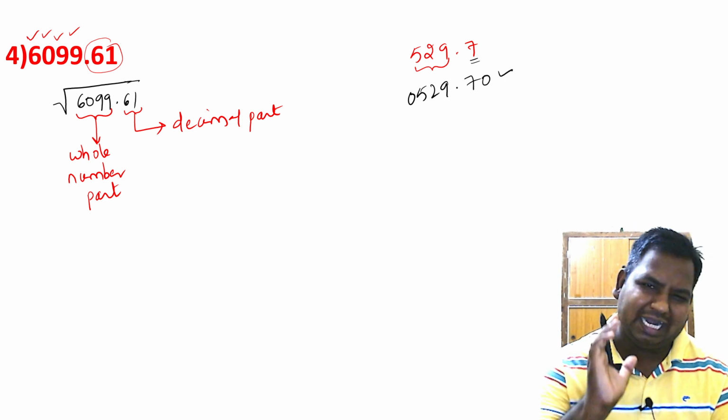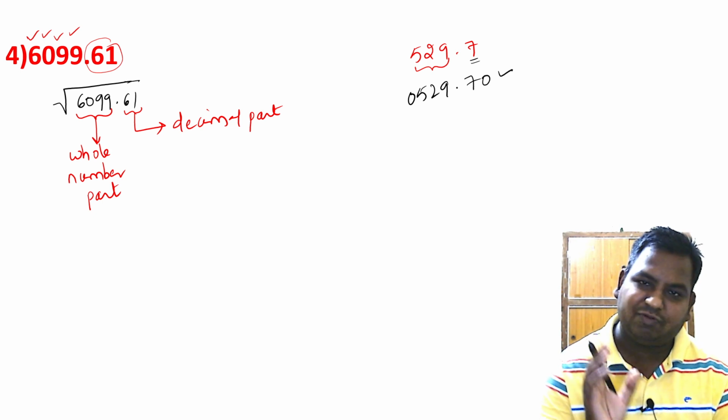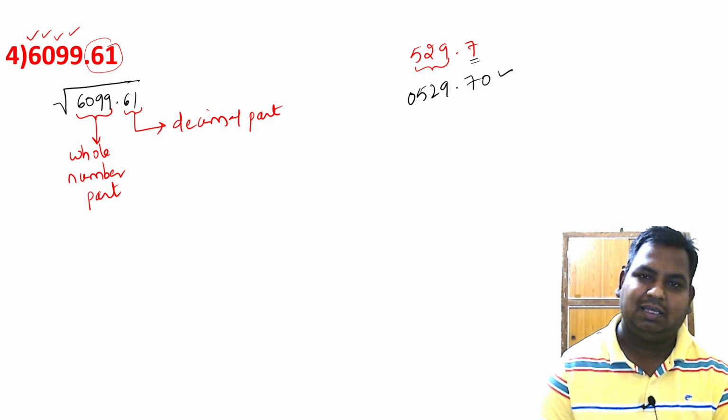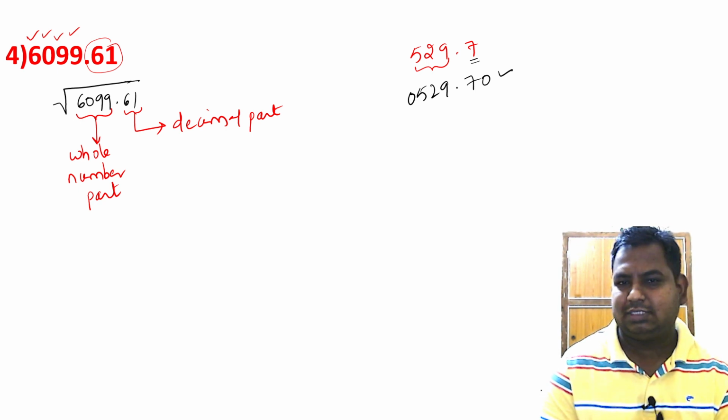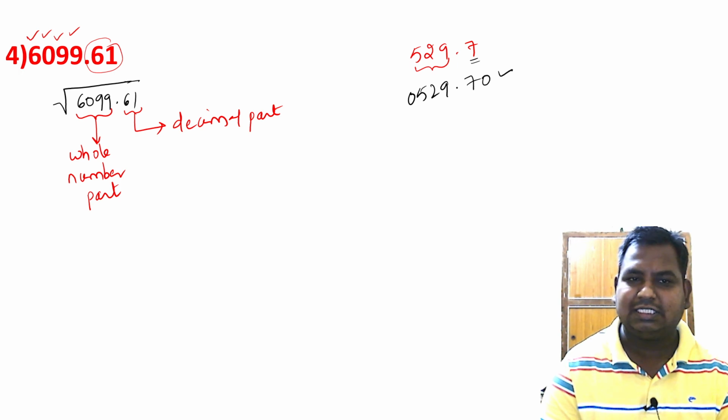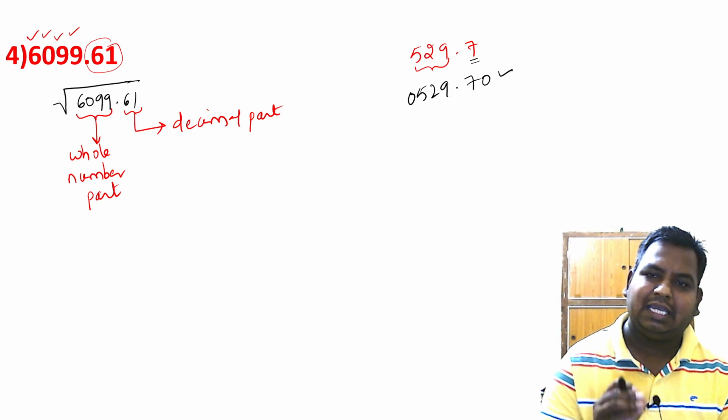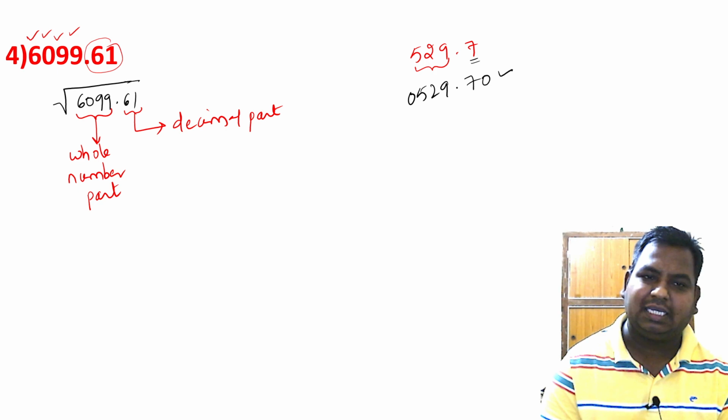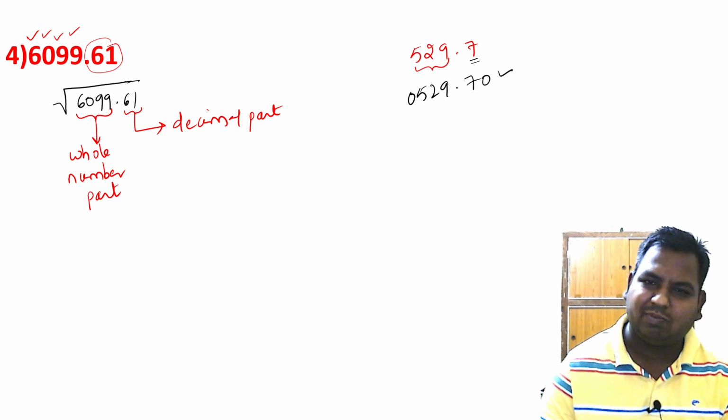Did you get me? I'll repeat once again. If you are finding a square root of a decimal, then what you should do? You need to take care. The care is you need to have even number of digits in the decimal part and even number of digits in the whole number part. I'll give one more example.